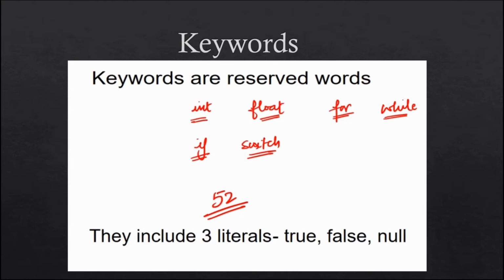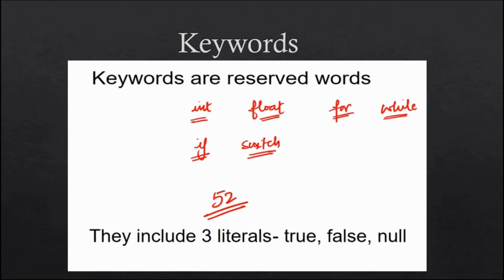And also the while loop, and if is a condition. Switch is also a kind of condition statement that we use to define different types of conditions, and it has to be used for a completely different purpose. We'll discuss them in later videos, but as of now you only need to understand that switch, integer, float, these things cannot be used to define any kind of variable. You cannot simply touch them. So these are 52 in total.